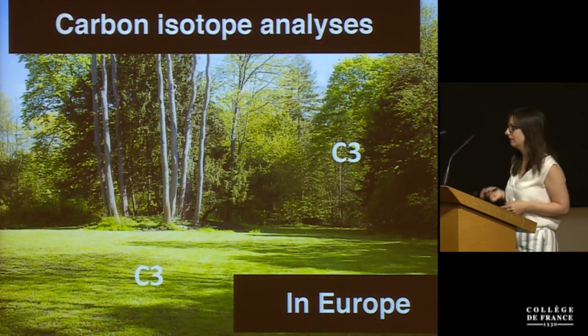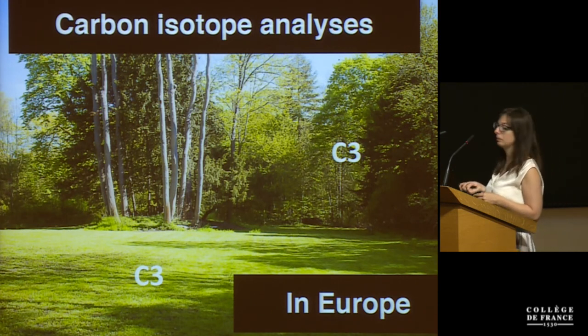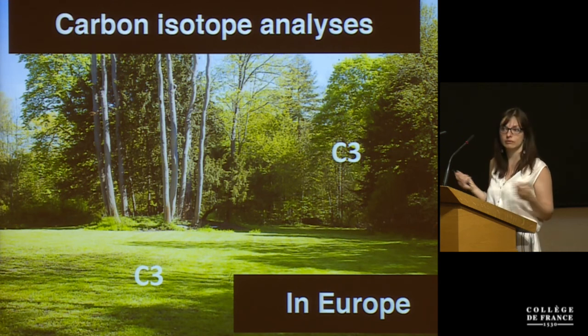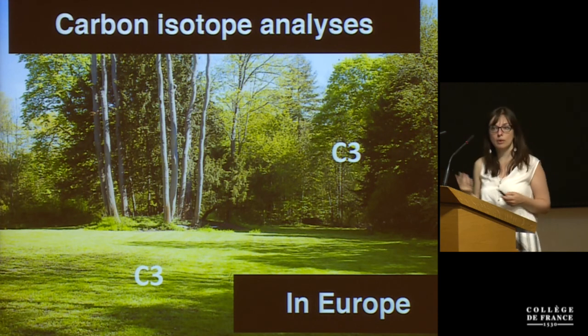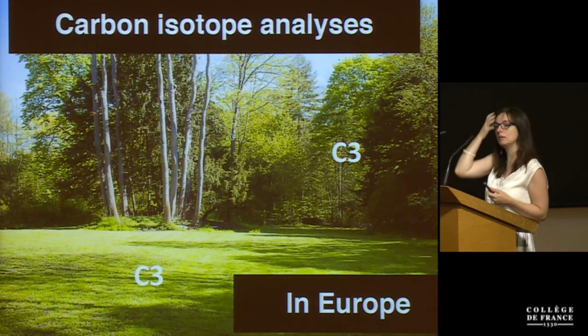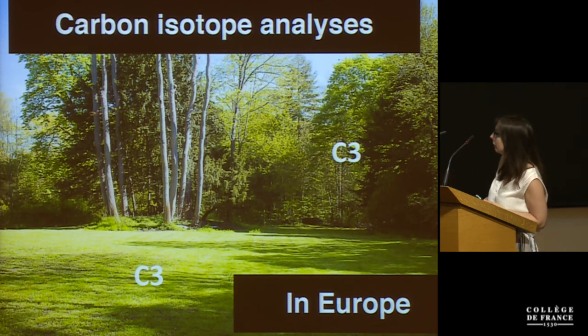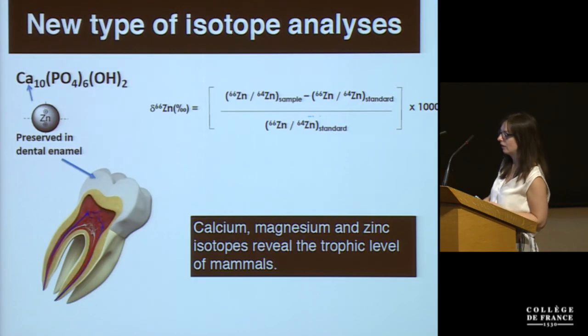The problem is that this doesn't work in a European context because the trees are C3 and the grasses as well. So you don't have access to this kind of values. And the other problem when you work on the dental enamel is that you don't have access to the trophic level. So what's the solution?